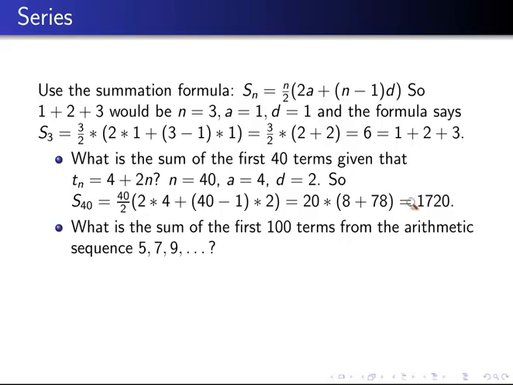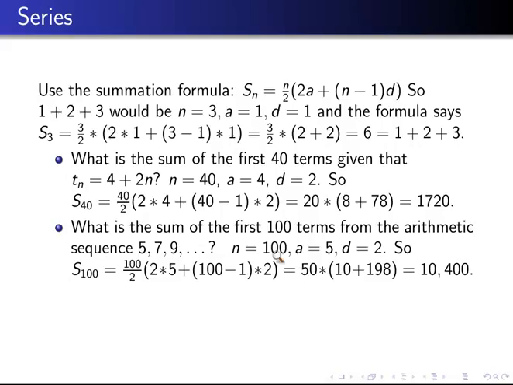What is the sum of the first 100 terms from the arithmetic sequence 5, 7, 9? Well, I have 100 terms. The initial term is 5, and the common difference is 2, so D is equal to 2. Then I plug that in, and I get 10,400, which is far easier than if I try to add all the numbers. I'd most likely make a few mistakes if I were adding 100 numbers.